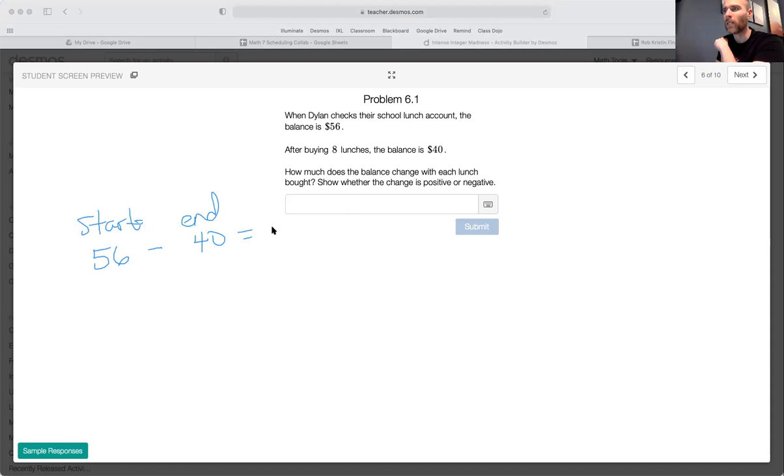56 minus 40 is 16. So this is the change here. But that change occurred over the purchase of 8 lunches, right? So to see how much it's changing per lunch purchase, we would do 16 divided by 8, and we get 2. But 2 is not the answer, because the lunch purchase is bringing Dylan's account balance down by 2 every time. And so we want to represent that with a negative 2.